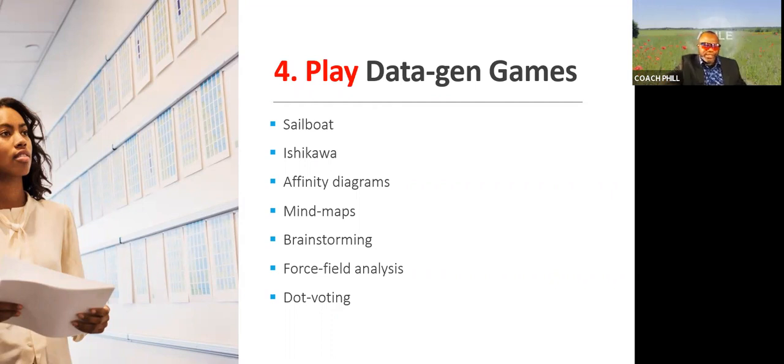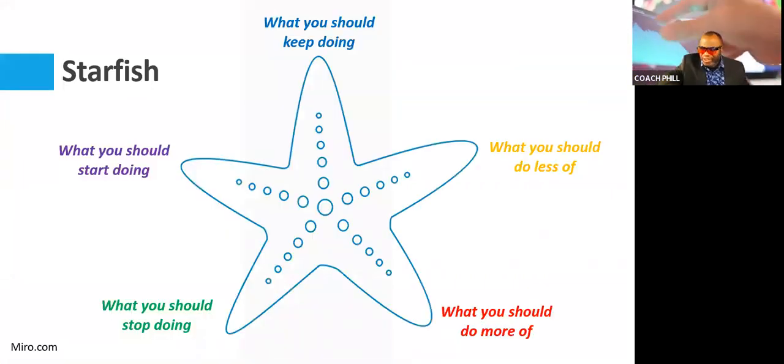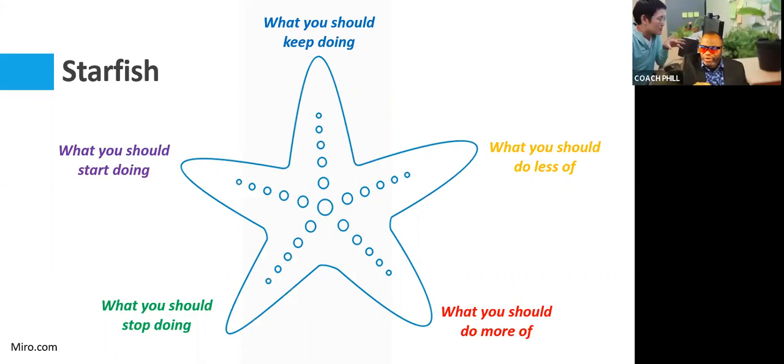So it's up to the facilitator to choose maybe a couple of really good, fun data generating games. There are others you could play, like Starfish. Shape of a starfish, post-it notes, what you should be doing, what you should do less of, what you should do more of, what you should stop doing, and what you should start doing. These are fun ways to keep the team engaged. Go in, play these games, come out real quick.